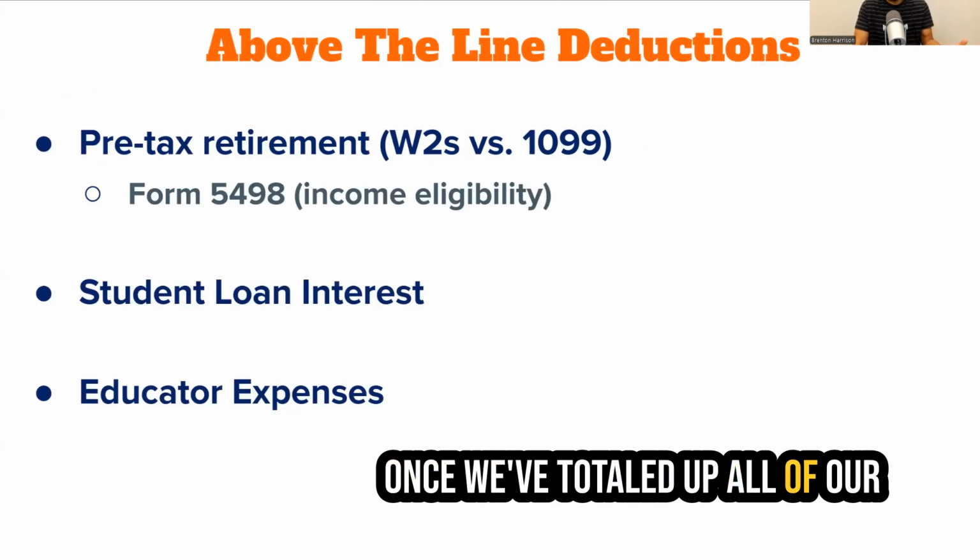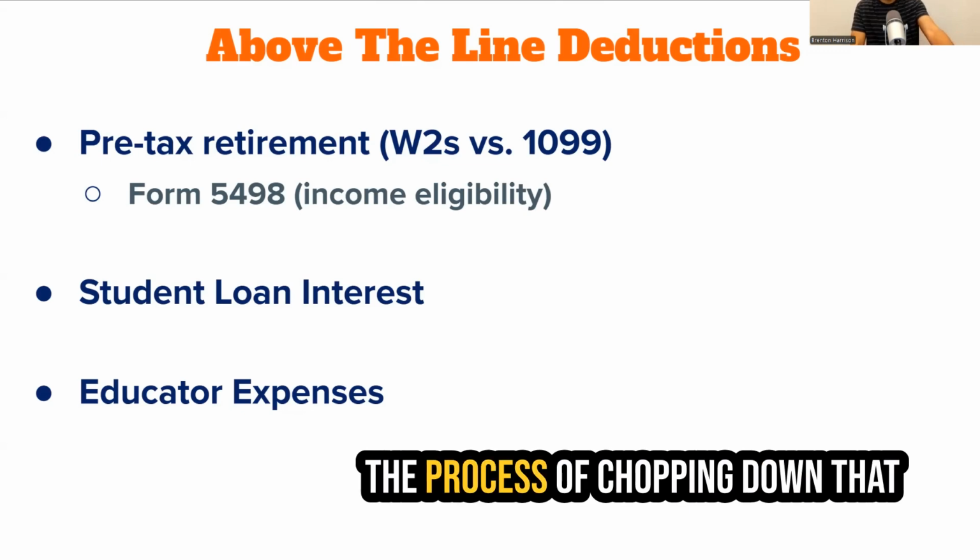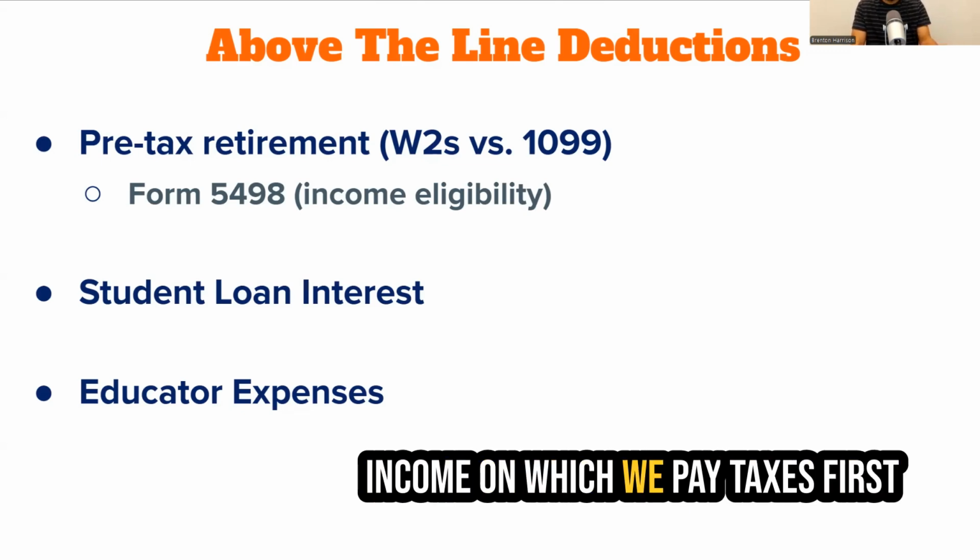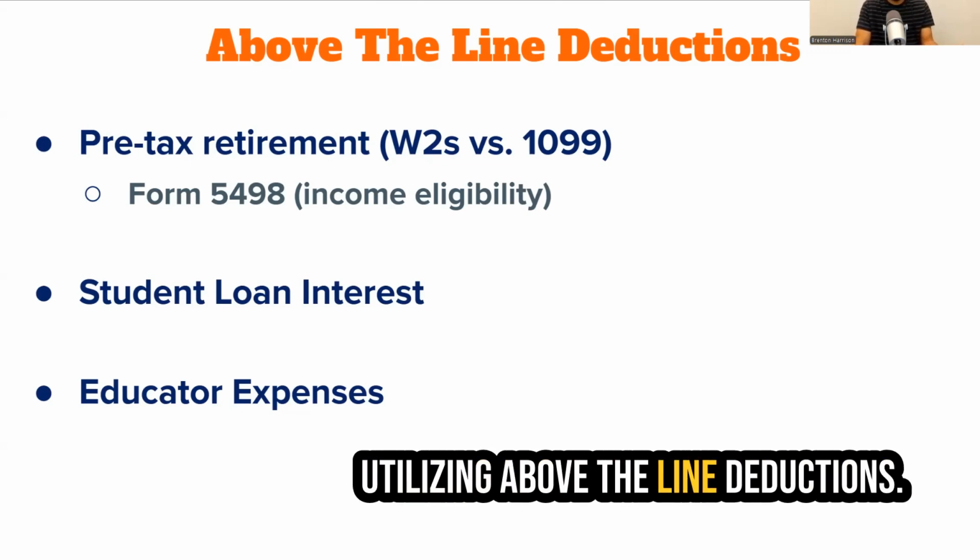Once we've totaled up all of our relevant income, we now can start the process of chopping down that income on which we pay taxes, first utilizing above the line deductions.